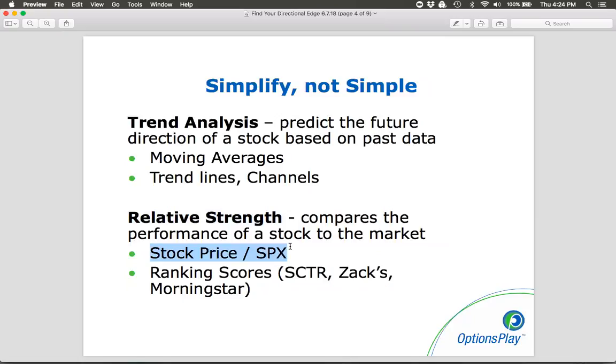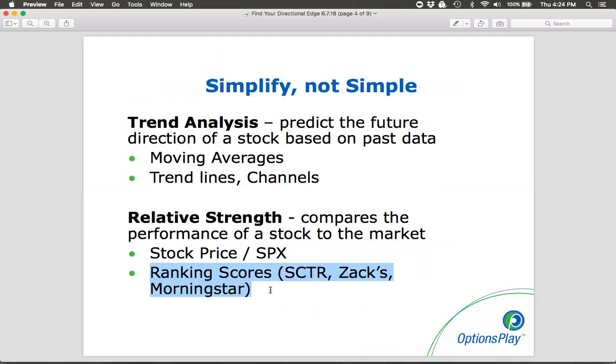This is an important measure to look at because it tells you how different stocks are performing relative to each other, not just to itself. And there are also more sophisticated ranking indicators such as Stock Chart School's technical rank. There's Zacks, there's Morningstar. There's a whole slew, maybe IBD's is another example. There are many, many different ways to rank stocks against each other.